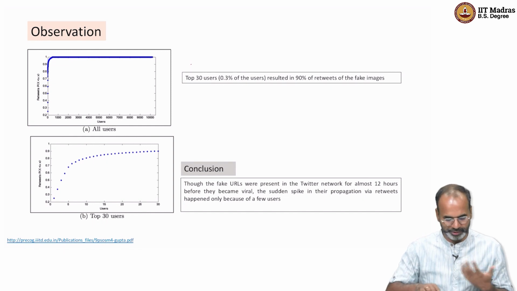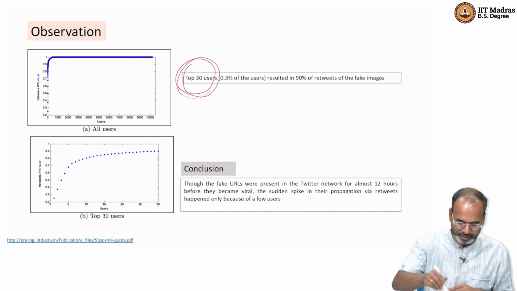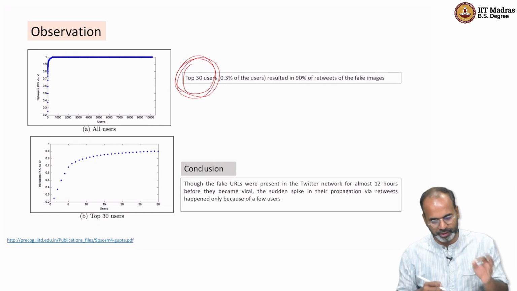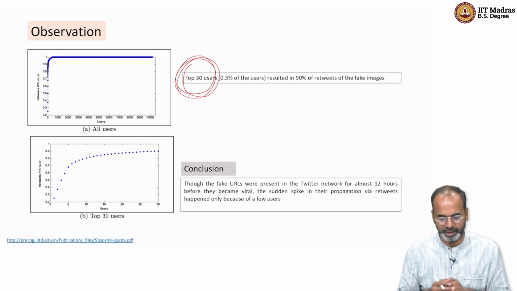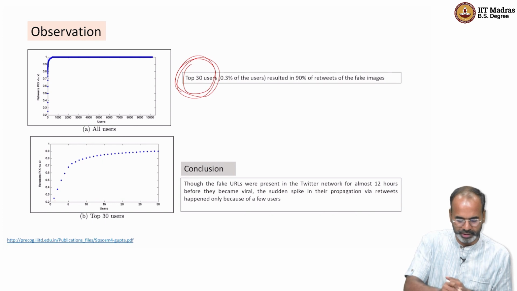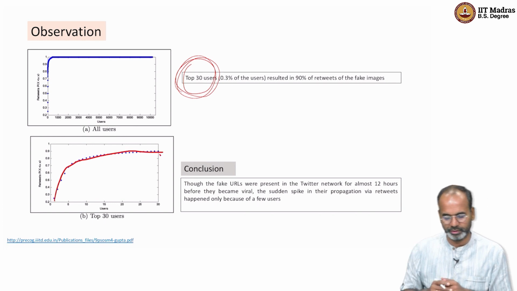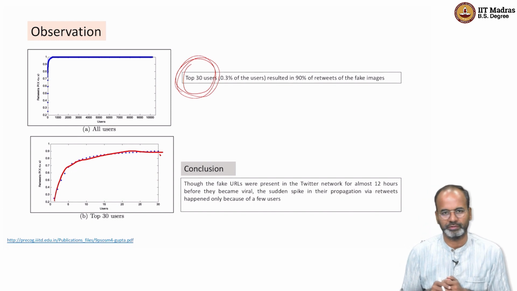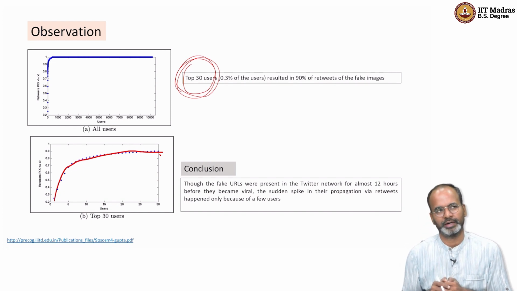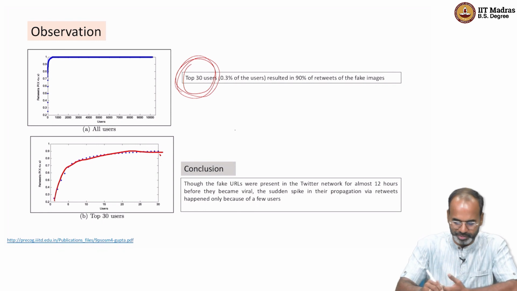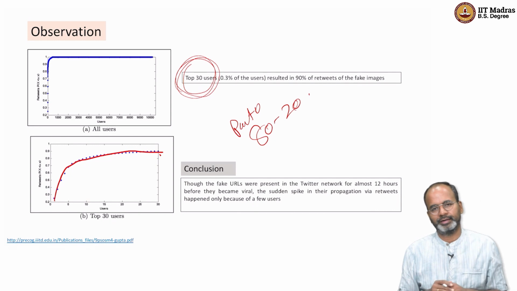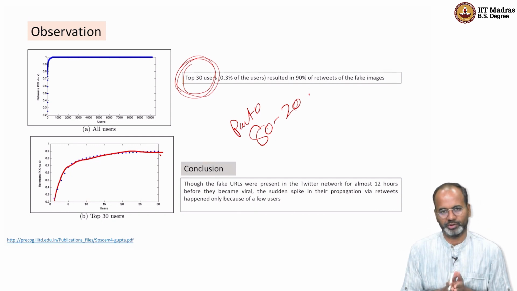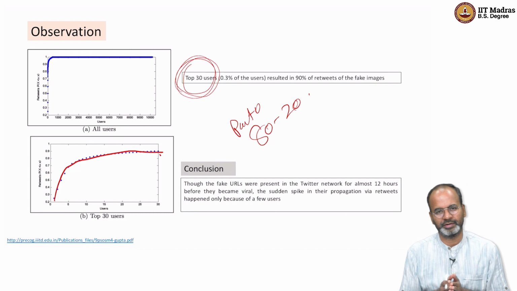Another few observations which are very interesting is that the top 30 users resulted in 90% of the retweets of the fake images. So these are the 30 users. They are the ones who are actually posting 90% of the retweets of the fake content, which can go back to our Pareto principle, the 80-20 principle, all of that. So a small set of users are doing the most retweets of the content.